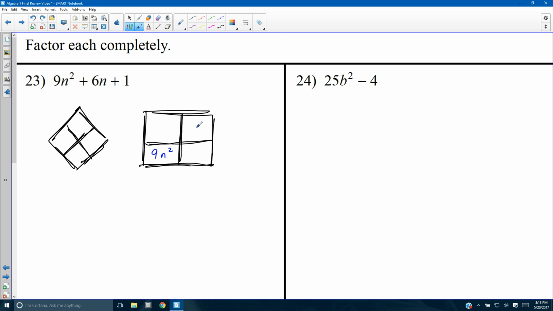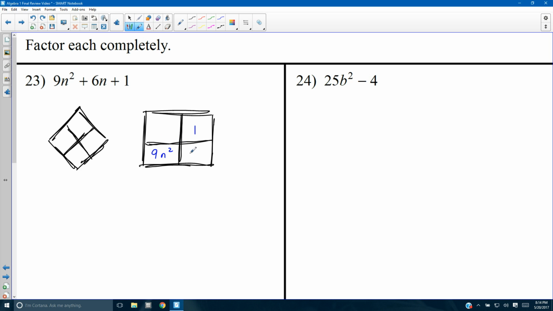Now, the rectangle has an actual purpose. These are sub-areas of the area of the entire rectangle, a base times a height, if you will. This sum is also represented in that rectangle. 9n squared and 1 have to go across from each other for the simple fact that there are no factors of n over here, but there are factors of n here and here. These two numbers will somehow combine and become 6n.